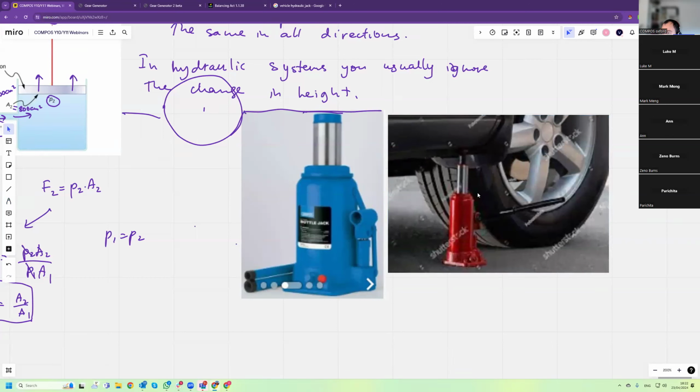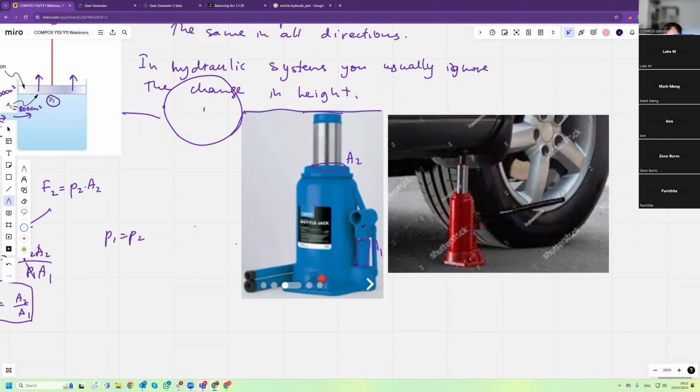And use it to lift the car, take off the wheel, pop a new wheel back on, and drive away safely. And you can see that it has a piston. It has a small piston here with a small area, piston of area A1, and another piston of area A2.